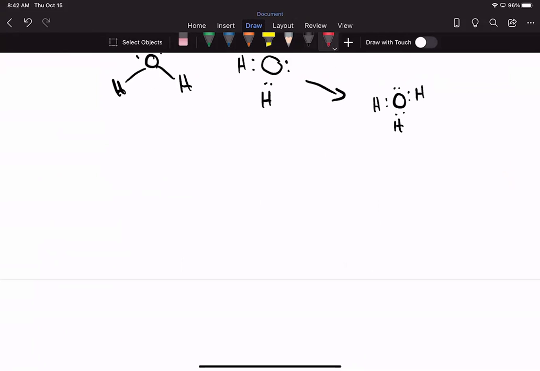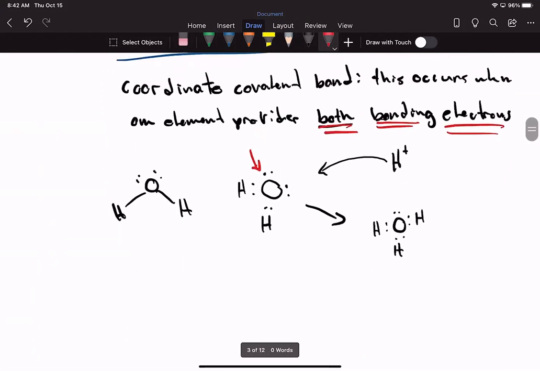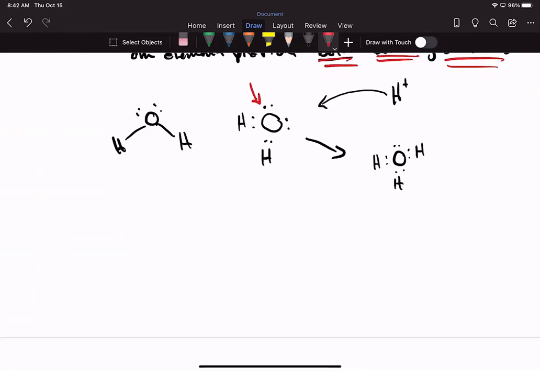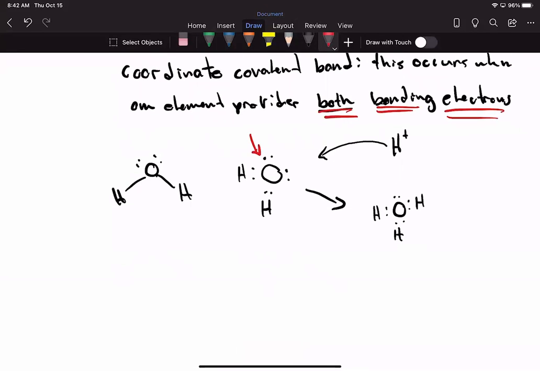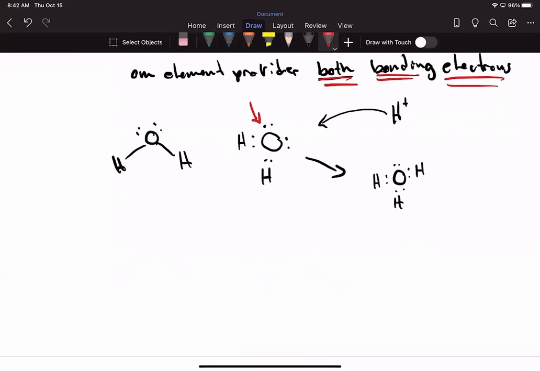And now, to distinguish Lewis acids from Lewis bases, we know that because we have some understanding of coordinate covalent bonds, one element providing both bonding electrons. We know the general rule for Bronsted-Lowry acids and bases: if we donate a proton, it's an acid; if we accept that proton, it's a base. Well, now we're looking at coordinate covalent bonds. We're looking at which element is donating the electrons.